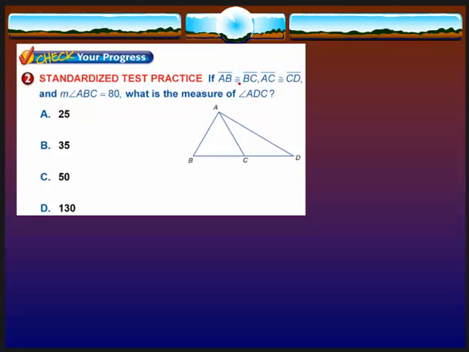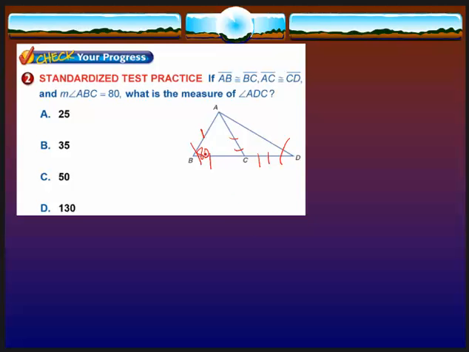Okay, here we go again. We're going to mark this up. AB is congruent to BC. AC is congruent to CD. And I know that ABC, this angle right here, is 80 degrees. What is the measure of ADC? So we're looking for this one right here.